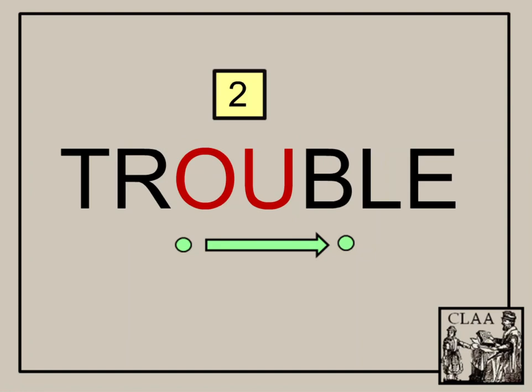Here we see the letter U in another digraph. We already saw that the digraph OU can be read with the sound OW. But this digraph here in this word has a different sound. Here, the digraph OU is read with the short U sound, uh. Let's read this word together. Trouble, trouble, trouble.